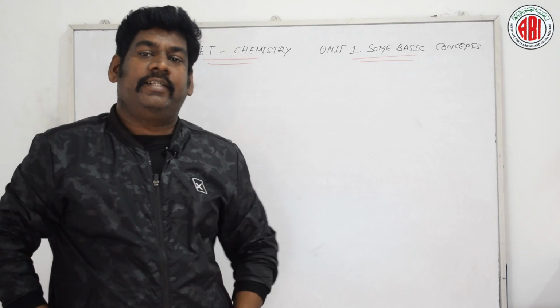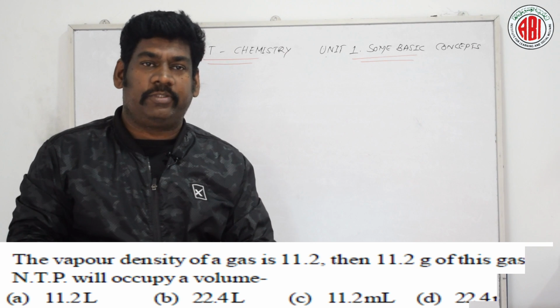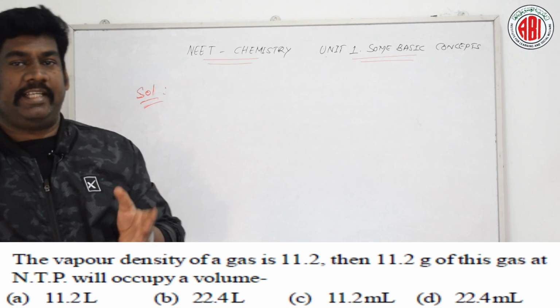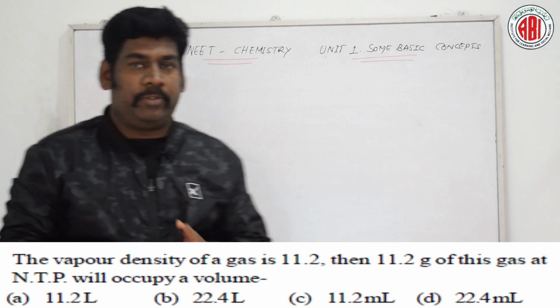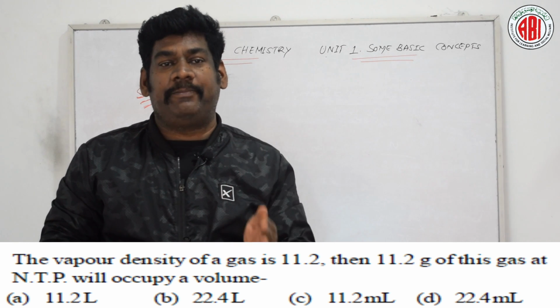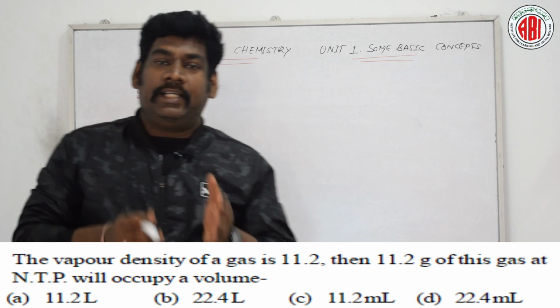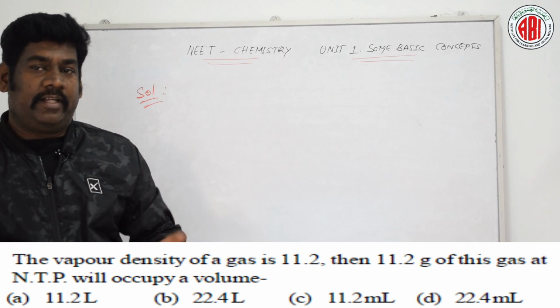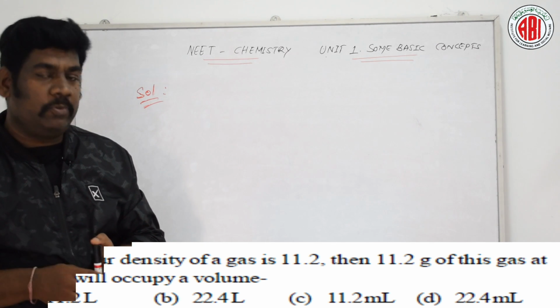Now let us find the solution for the next question. The vapor density of the gas is given as 11.2. Then 11.2 grams of this gas at normal temperature and pressure will occupy how much volume? Here are a few options. So let us see how to solve this problem.